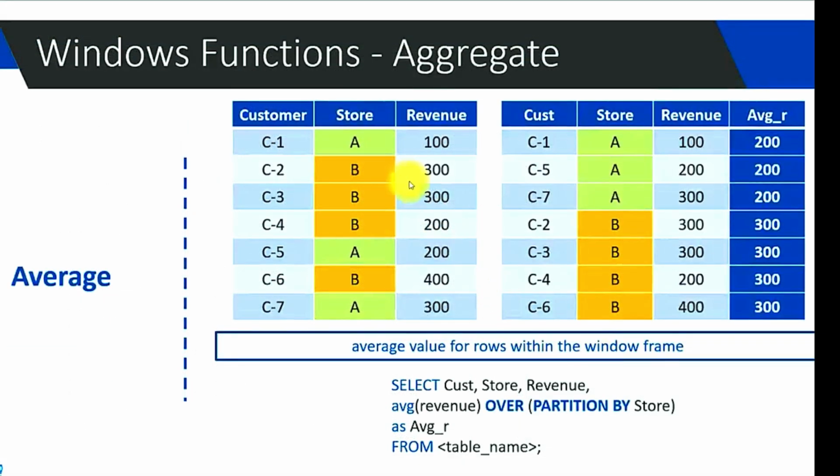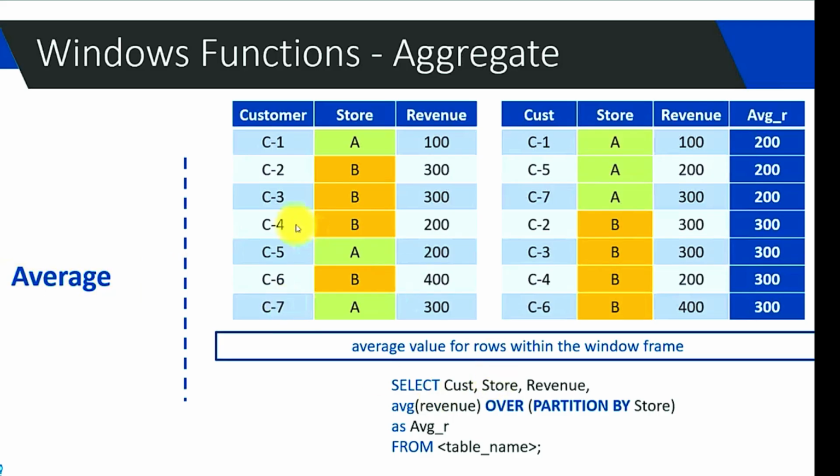In our last few lectures, we have discussed rank functions and ntile function. Now let's move on to discuss some aggregate window functions. So the first function we are going to discuss is the average function. We have already seen average in our aggregate functions when we were using group by. We can use the average function with window functions as well.